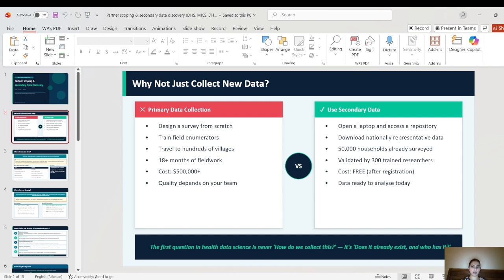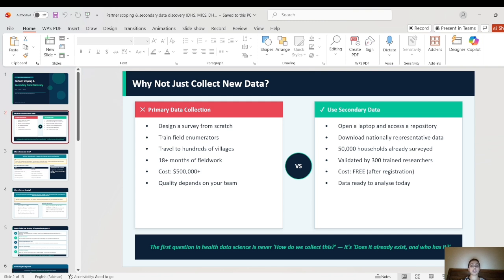We're just going to open up a laptop. We're going to access a repository for that specific kind of data. We're going to download nationally representative data, 50,000 plus households already surveyed, validated by 300 plus trained researchers, and that is totally cost free because you're just sitting at home, opening your laptop, accessing a repository, and it is free for you after registration, with data ready to analyze today.